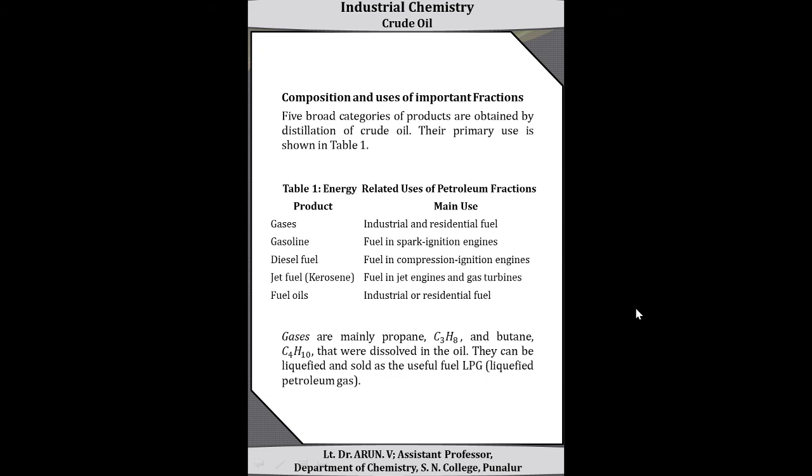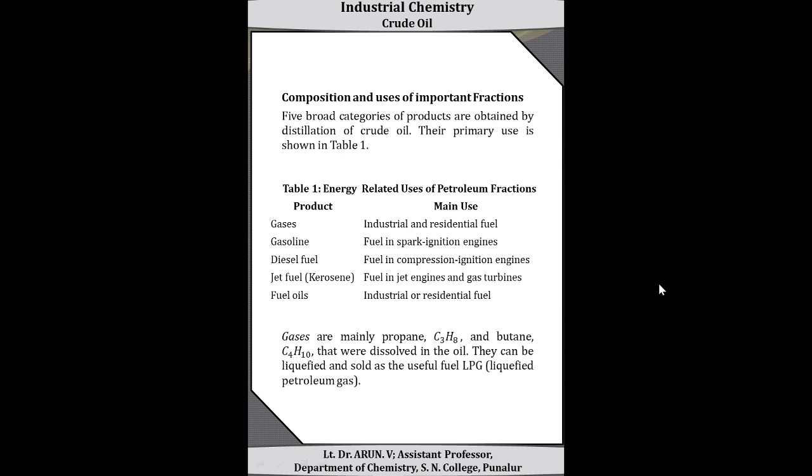And now I am going to the composition and uses of some important fractions of the distillates of crude oil. Five broad categories of products are obtained by the distillation of crude oil. Their primary uses are shown in this table, and the five broad categories include gases, gasoline, diesel fuel, jet fuel or kerosene, and fuel oils.